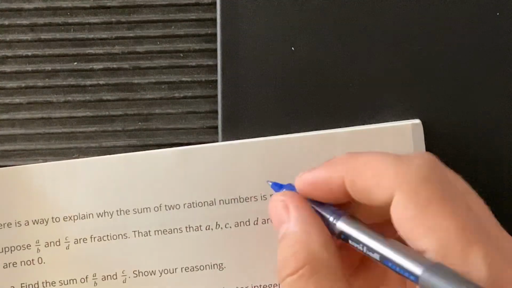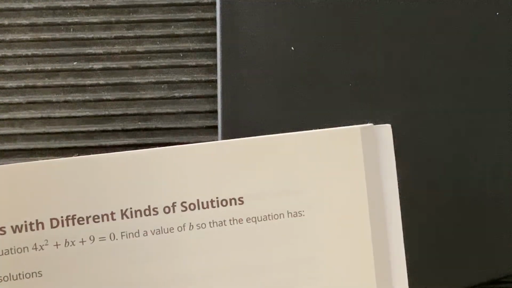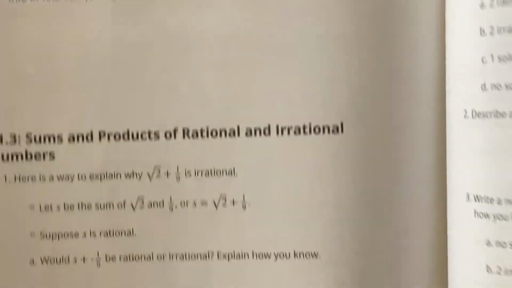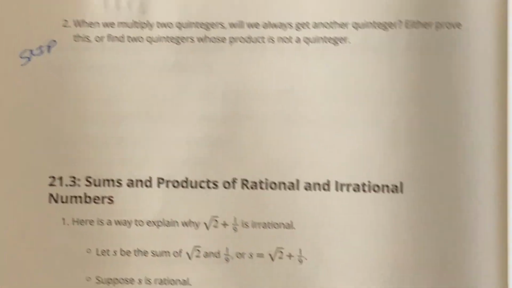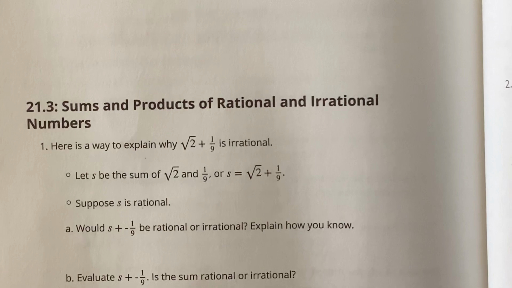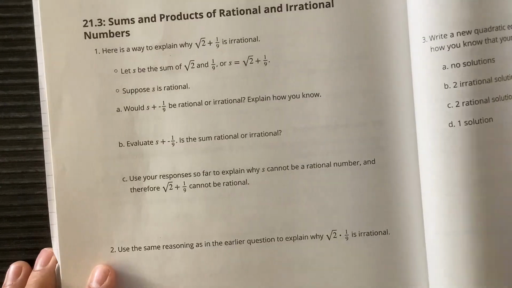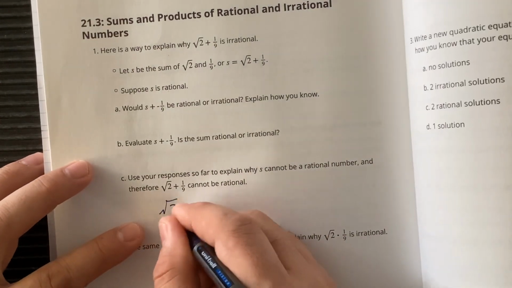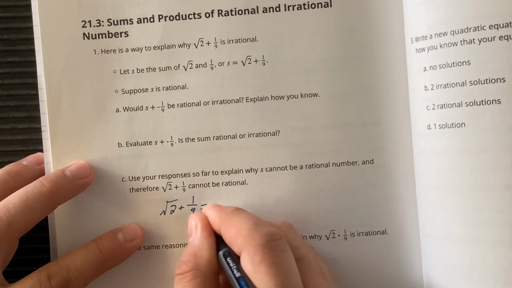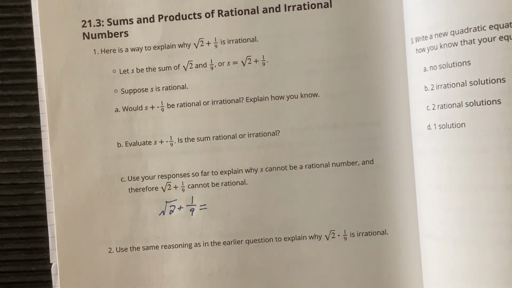All right, we are going to skip top of page 315. Actually, all of 315. And go right into 316. I'm not a big fan of the way they explain this one. But all I want to look at is this one. And I want to know why that's irrational.